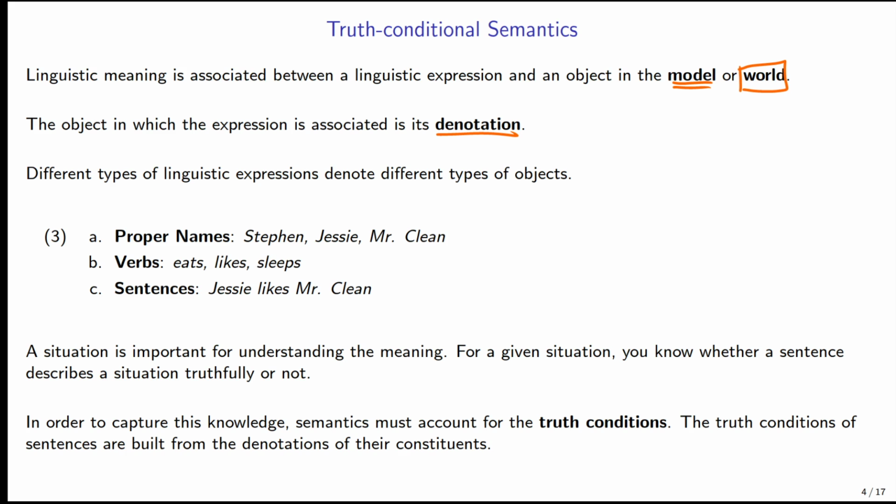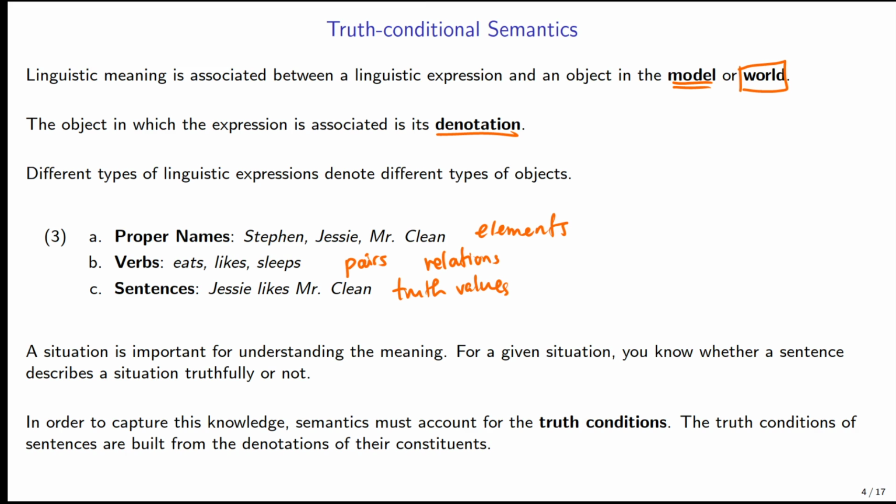Okay, so different types of linguistic expressions denote different types of objects, and I made sure that we've talked about this at least a couple times to keep your mind there, why we have math. So proper names like Stephen, Jesse, Mr. Clean, these are elements or these are objects. So these come from set theory. When you have verbs like eats, likes, and sleeps, these are going to be pairs of things. So this comes from our relations with verbs. Sentences like Jesse likes Mr. Clean, these are truth values. So this comes from propositional logic.